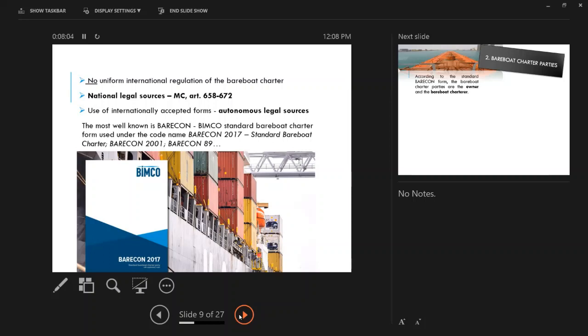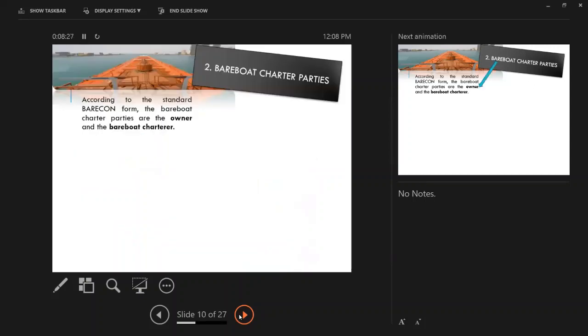So I'm talking about autonomous legal sources such as BIMCO Standard Bareboat Charter Form under the code name BARECON. So BARECON 2017 is the latest one. Before that one we had BARECON 2001, then BARECON 89. Which one will the parties use? Of course, it depends on them.